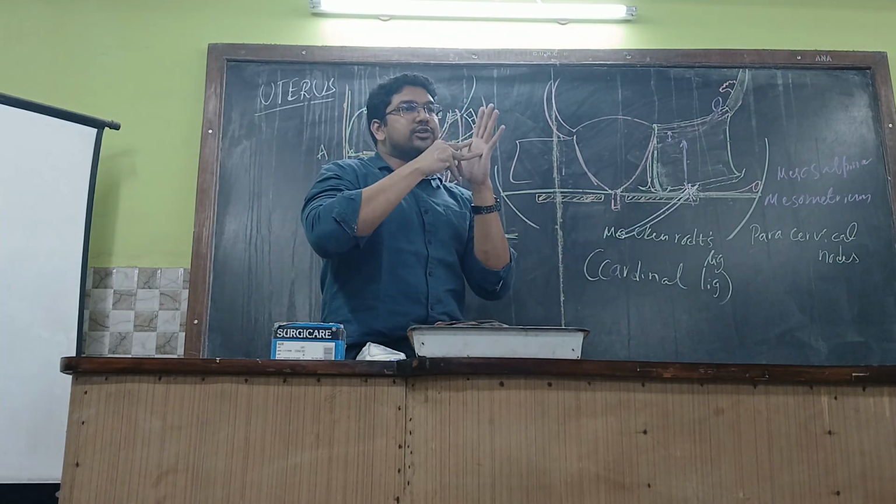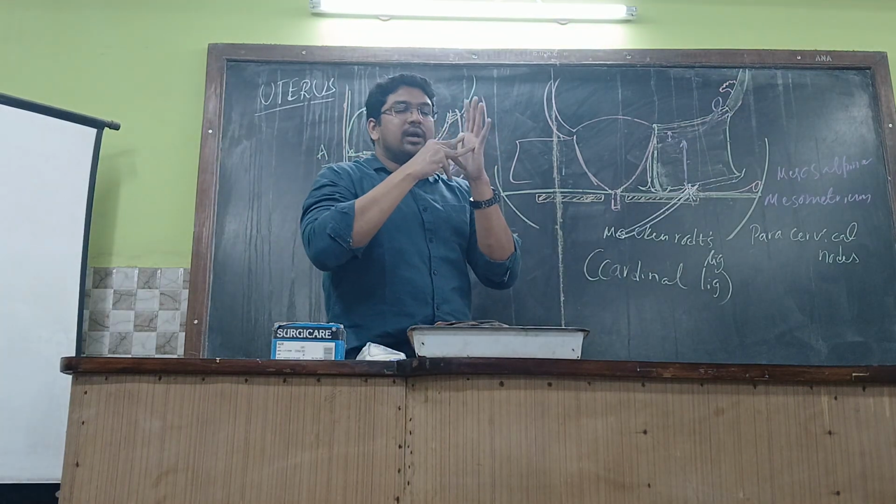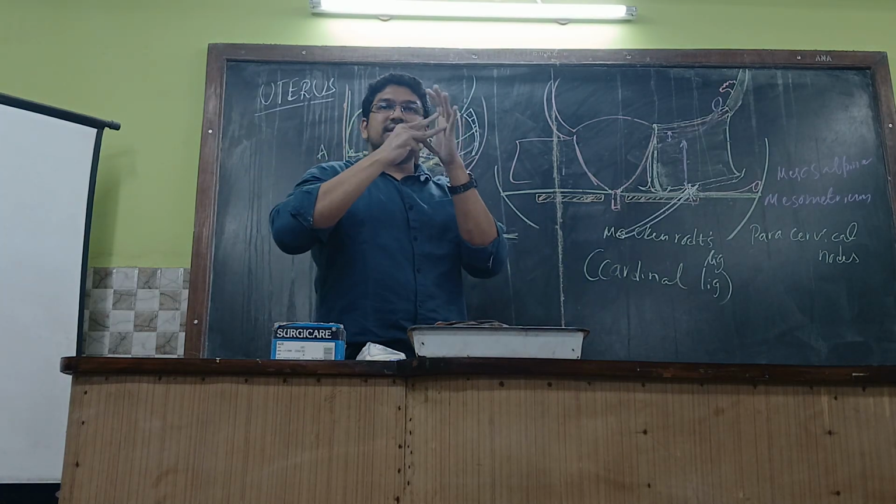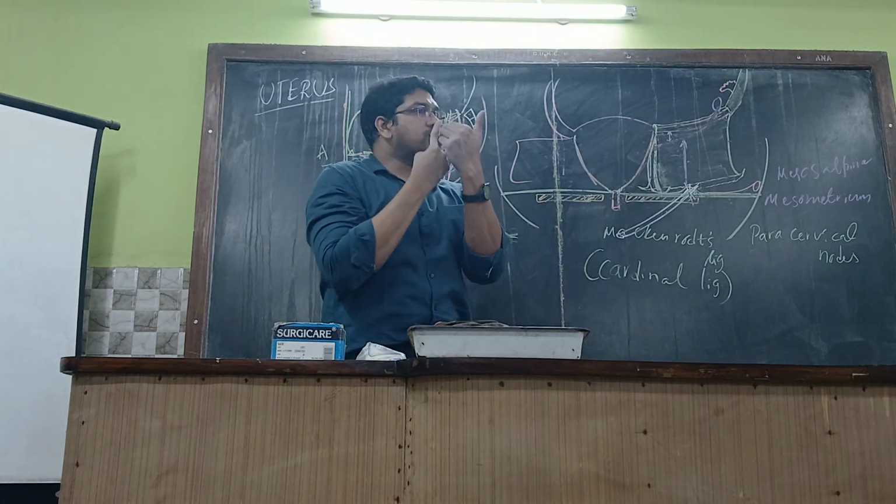recto-cervical folds over here, or recto-uterine folds over here. You can see that. And the below fold is nothing but the rectovaginal fold over here. So these 3 folds will be forming a pouch over here. Could you see that?